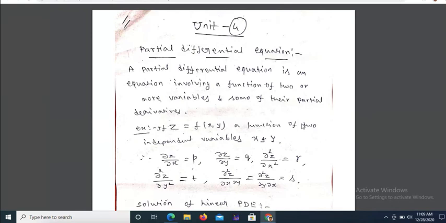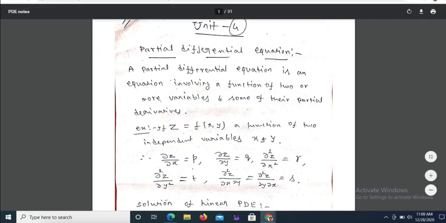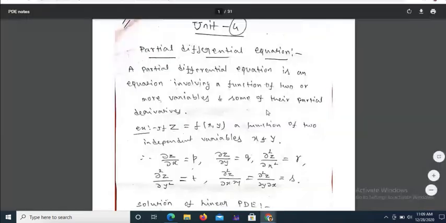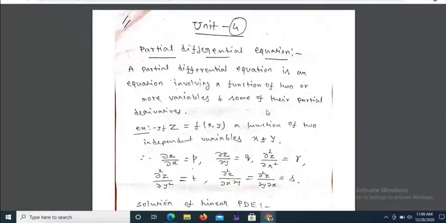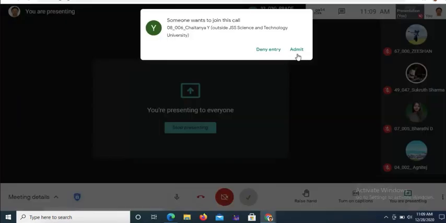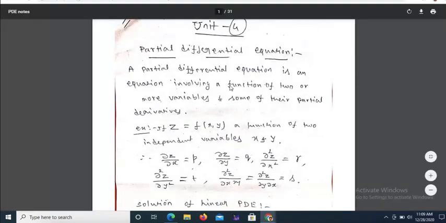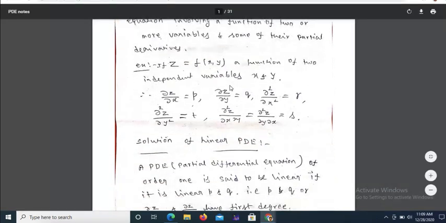So in partial differential equations, you already studied in the second semester what is a partial derivative and how to solve a partial differential equation. Everything you have studied. Now we have to relate it with the wave equation, heat equation, some general equations we have. So how to solve that? That we are doing.